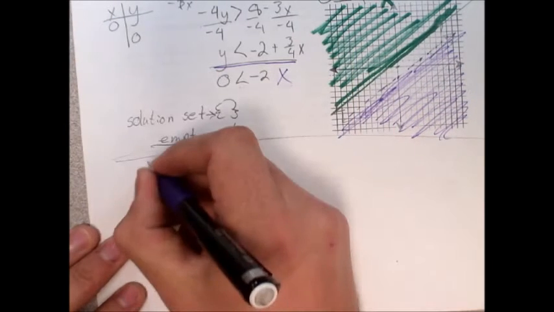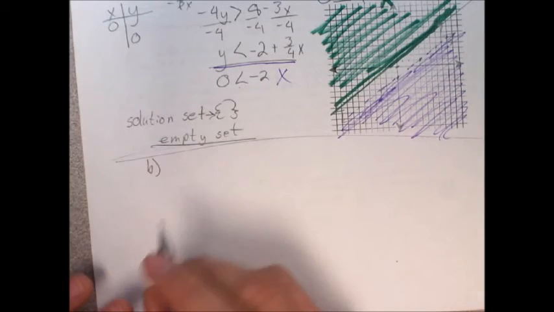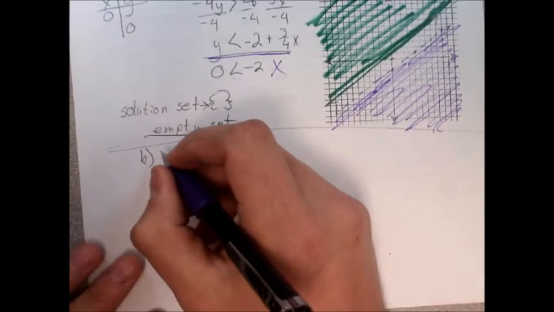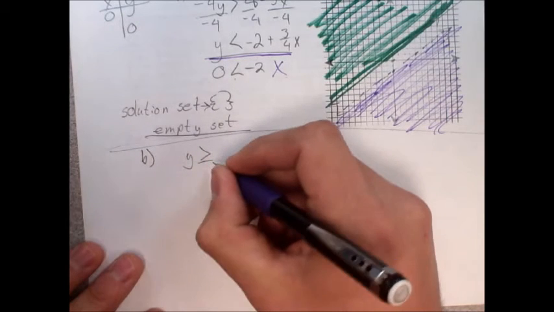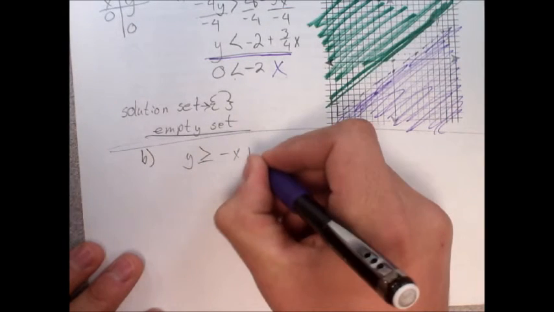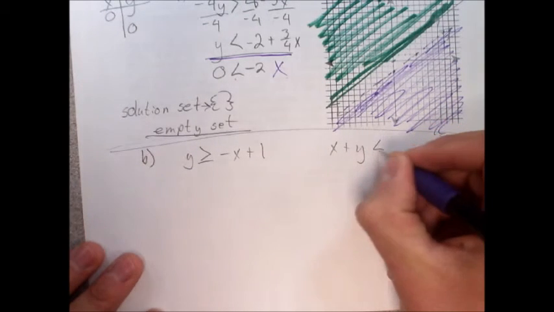So on B, we're going to do this one with our calculator as well. So go ahead and get your calculator out. There are two equations. Y is greater than or equal to negative x plus 1. And then we have x plus y is less than or equal to 5.